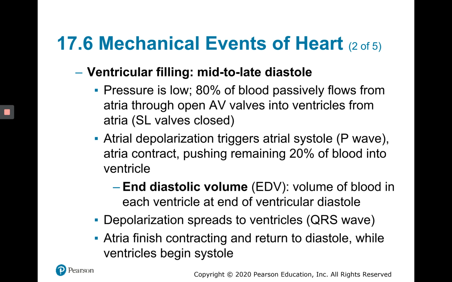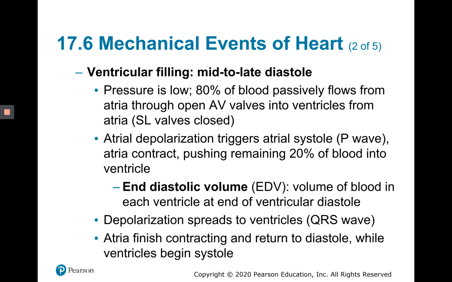But then at the end of ventricular diastole, we'll see atrial depolarization begin, and this will trigger atrial systole. That's what we're seeing as the P wave on the EKG. The atria are essentially contracting, and they're going to push the remaining 20% of blood into the ventricles. And as this blood enters the ventricles, the pressure of that blood is going to push up under the AV valves and essentially close them. We're going to see that end diastolic volume, or EDV, the volume of blood in each ventricle at the end of ventricular diastole, is going to be seen at the end of ventricular filling.